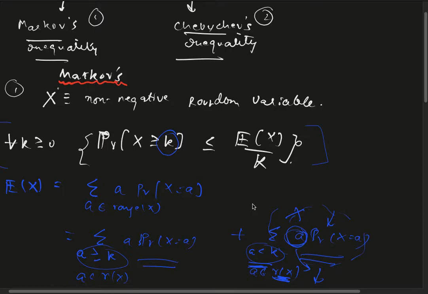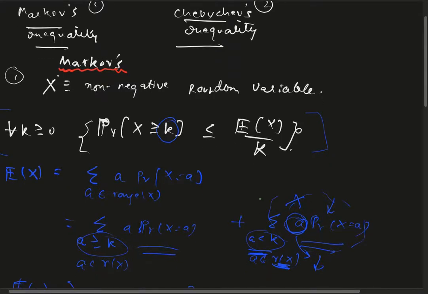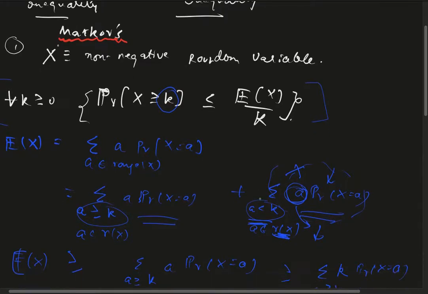Markov's inequality and Chebyshev's inequality are two of the most fundamental inequalities in probability theory. Markov's inequality is used only for non-negative random variables. This is a very important point to note, and it states the following result.